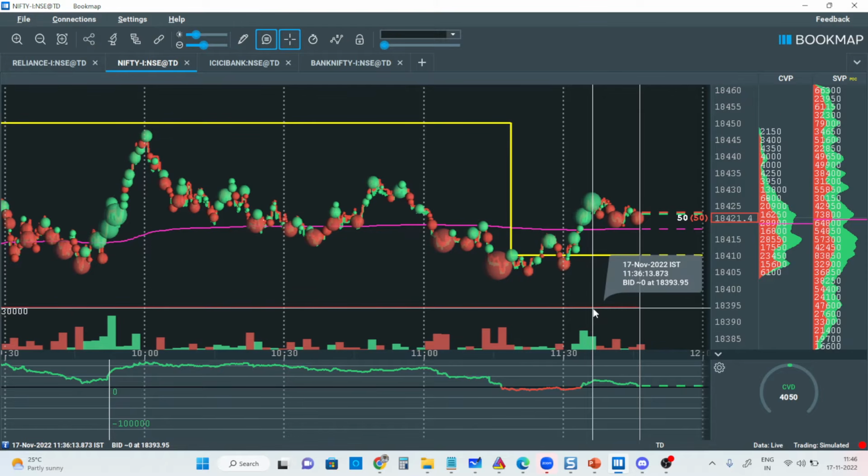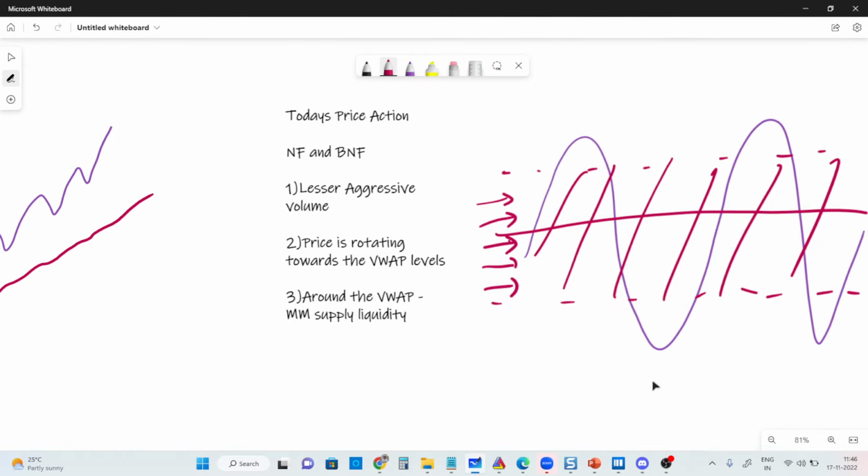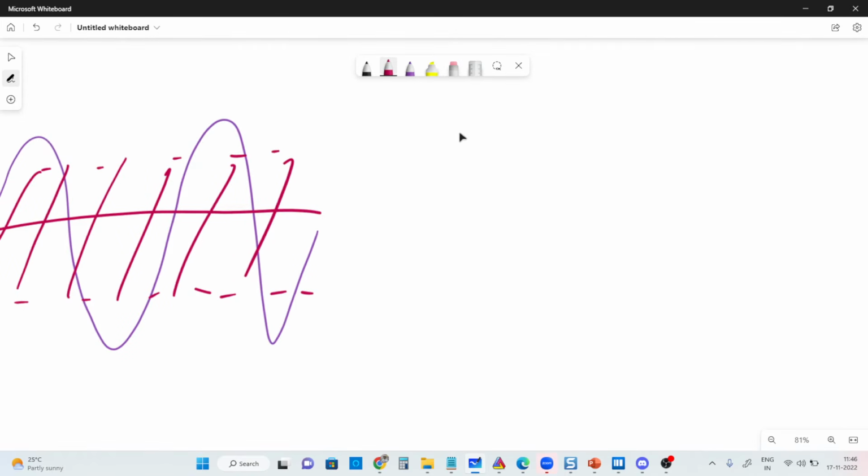From an intraday perspective, let me tell you the important things. One is definitely that one should have a fair idea about liquidity if you are trading using Bookmap. Number two, how the volume flow is happening for the day. For liquidity, how to study market makers and institutions. Institutional flow.